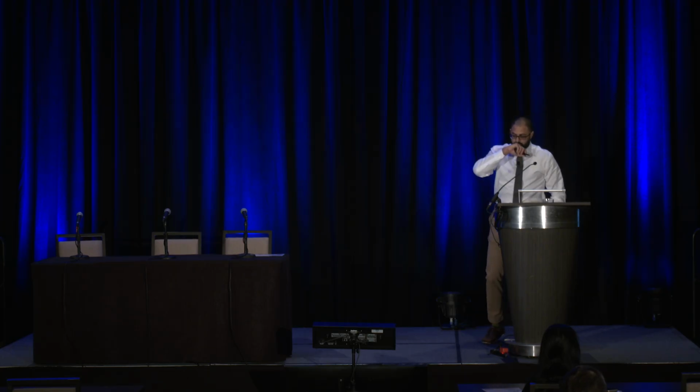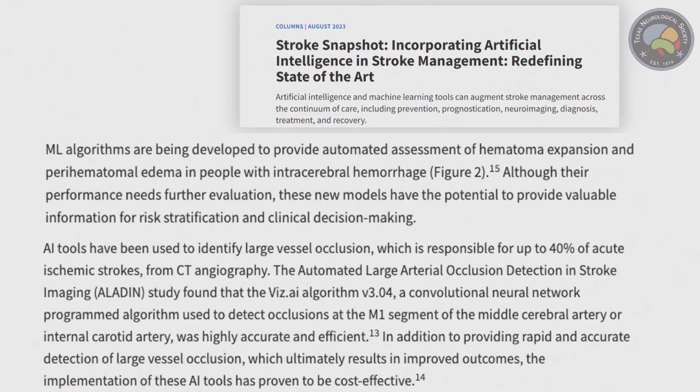It's also being used in stroke, incorporating artificial intelligence in stroke management. This is an interesting article which came out pretty recently, where machine learning algorithms are being developed to provide automated assessment of hematoma expansion and perihematomal edema in people with intracranial hemorrhage. These AI tools have been used to identify large vessel occlusion, which, as we all know, is responsible for a significant amount of ischemic strokes, from CT angiography.